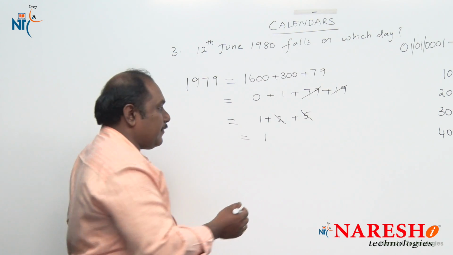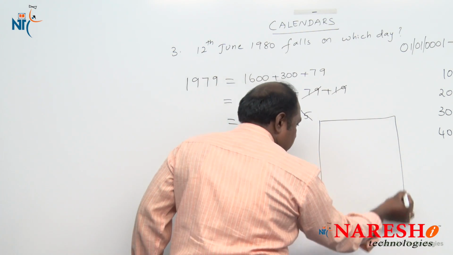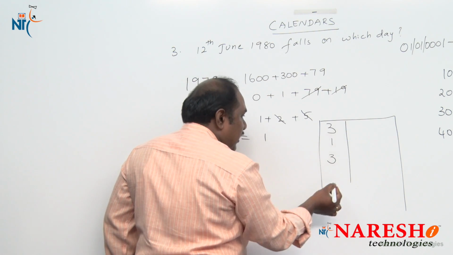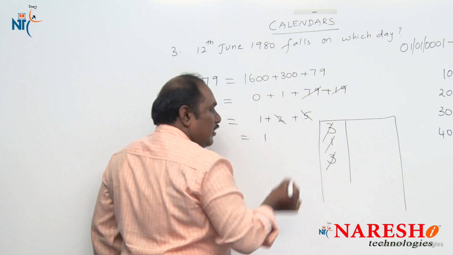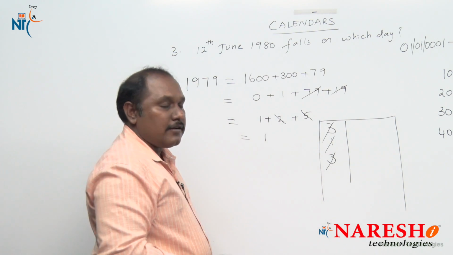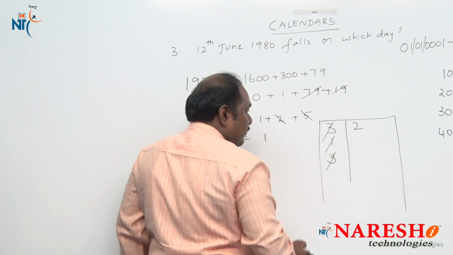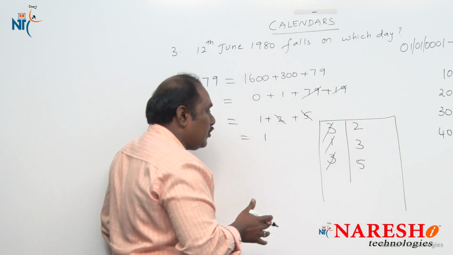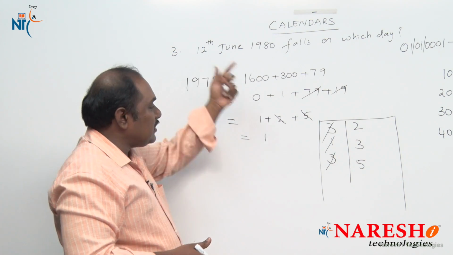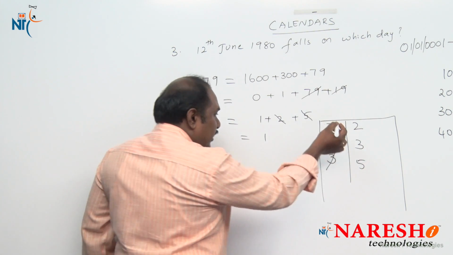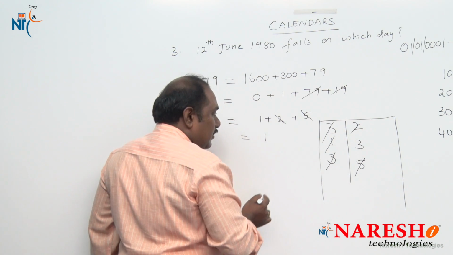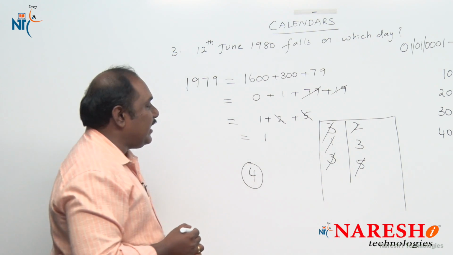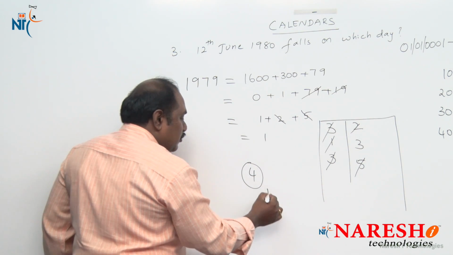Now enter into 1980. January has how many odd days? 3. February 1, March 3. Now if you clearly see, 3, 1, 3 make a week, so you need not add it. Next, April has 2 odd days, May has 3 odd days, June has 5 odd days. As I told you, it's only till 12th June, so in 12 days I have 5 odd days. Again, if you look carefully here, 5 and 2 make a week, so totally 1 plus 3. So the total number of odd days till 12th June 1980 is 4. So definitely the answer should be Thursday.